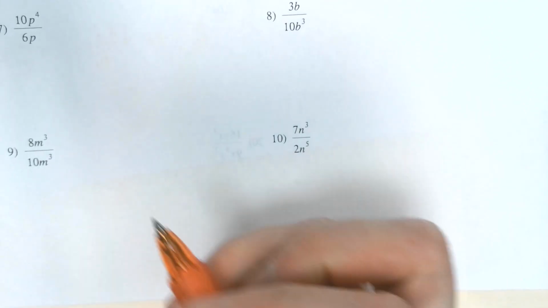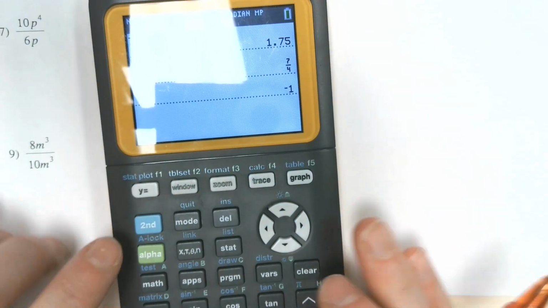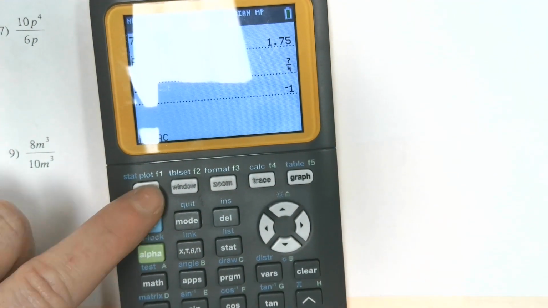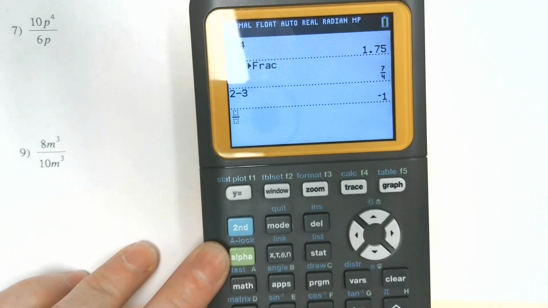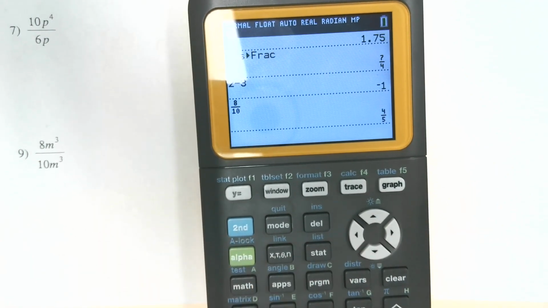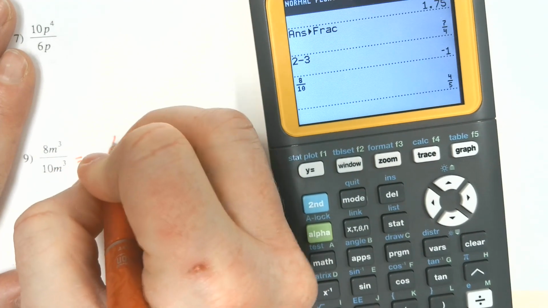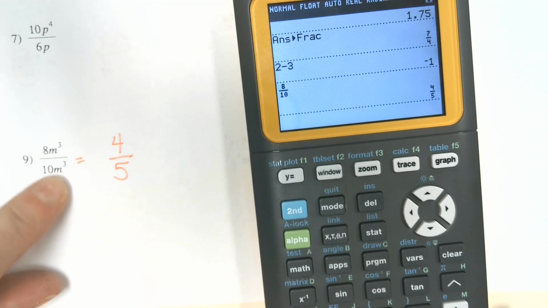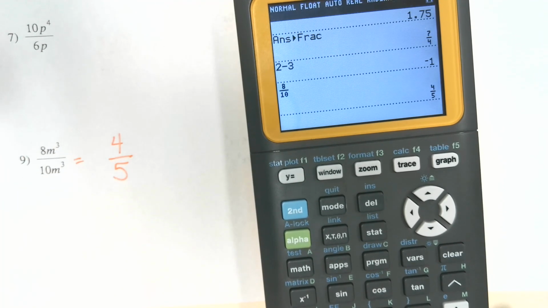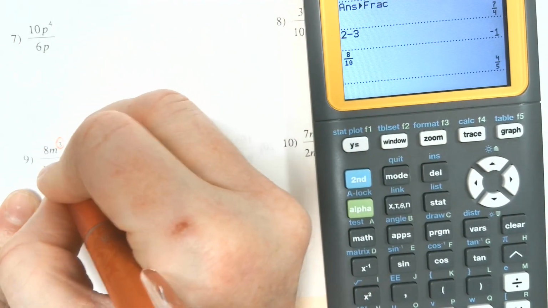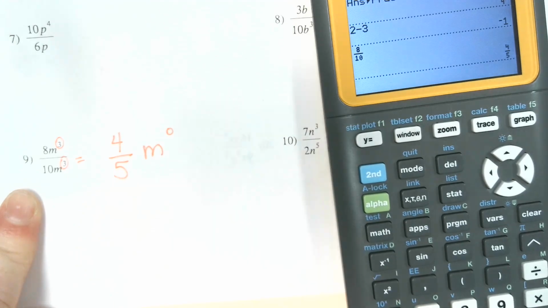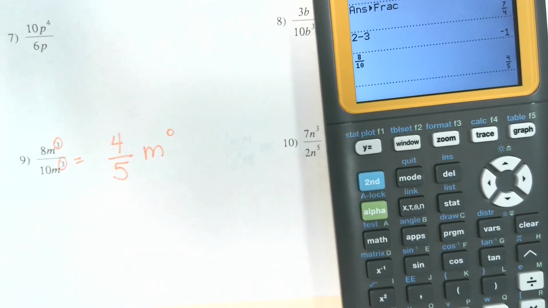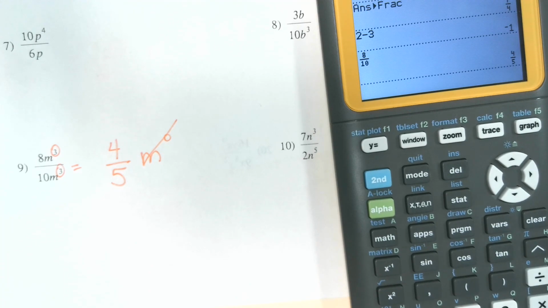Let's look at number 9. We have 8 over 10, so go ahead and do that. If you want to put it in as alpha y equals the fraction, you can. And if you do it that way, it keeps it as a fraction. So it's 4 over 5. And then this says M3 over M3. What's going to happen there? It basically cancels out, because if I do 3 minus 3, that's M to the 0. That means I have no M's. I'm going to mark out anything that's M to the 0 or exponent of 0, because that actually equals 1.